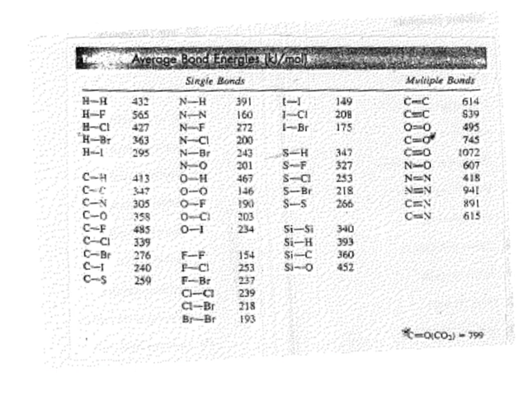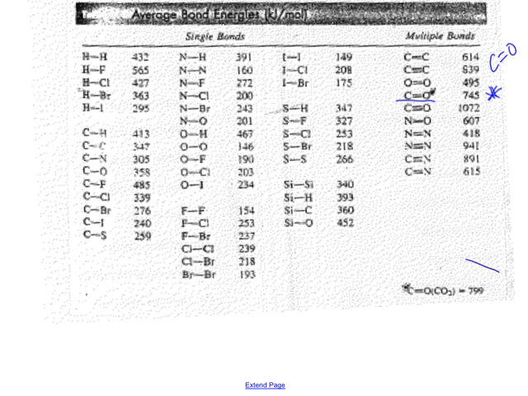The only thing on this table to watch out for is this little asterisk here. This C double bond O is the carbonyl group. Normally in compounds, all your organic compounds, it's 745. However, if you're looking at the C double bond O specifically in CO2, you're supposed to use 799. So just watch that.